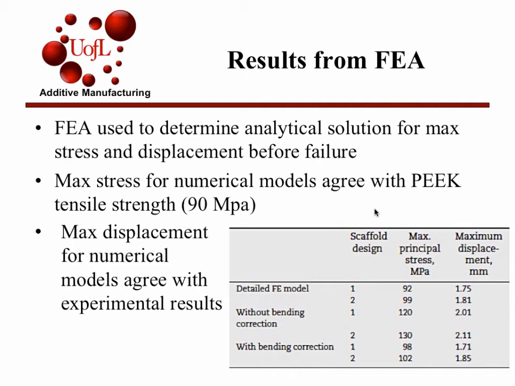So this was the detailed FE model, which matched the experimental results really well. The tensile strength of PEEK is 90 megapascals, which is really close. This was the first simplified model, which actually said the samples could take a lot more bearing stress than they actually could. So they made a bending correction factor, and it got it back down to a pretty accurate range. So the detailed FE model and the homogenized model with the bending correction both had a pretty accurate maximum principal stress, and they also matched the maximum displacement before failure pretty well to the experimental results.